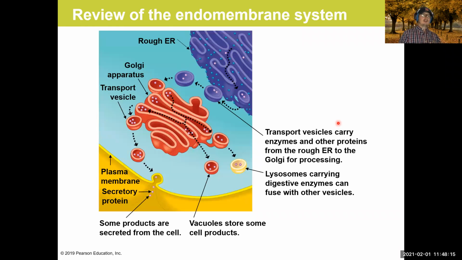And so here we have a review of the endomembrane system. So remember, you have going from the nucleus out the nuclear membrane into the rough ER, proteins are made, other molecules are made, transported to the Golgi where it's refined, packaged, and then the Golgi transports it either inside the cell to other places or outside of the cell where it will be used in different locations in the body.